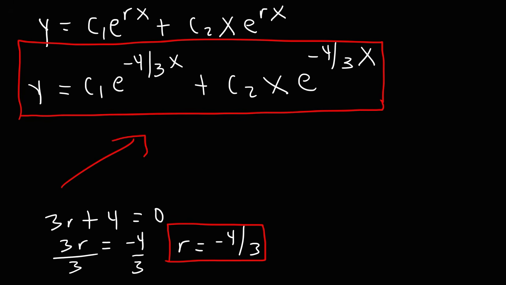So as long as you know what case you're dealing with and you know which general solution you need to work with, once you have your value of r, just plug it in and you'll get the answer. Here's another one that we could try. Y double prime plus 8y prime plus 25 is equal to 0. Go ahead and try that one.